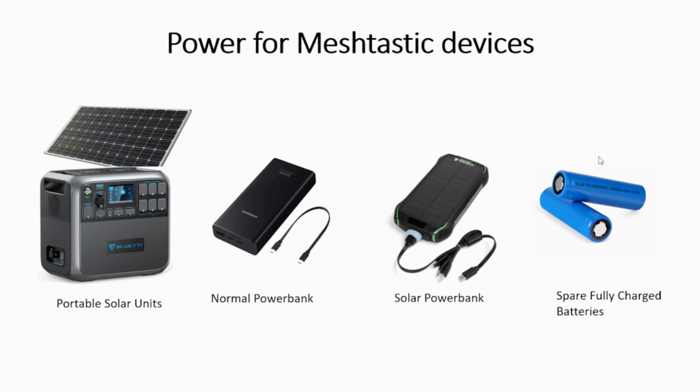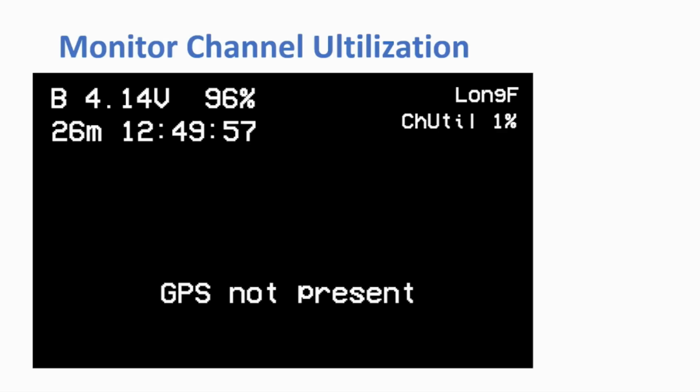For some of you, your Meshtastic device may be running on 18650 batteries. If you have a couple of boxes of spare fully charged batteries, it will help you also. But if your family doesn't have a lot of budget, I think it's okay to just fall back on the solar power bank. They are usually more affordable. You can get one for 15 to 20 plus USD depending on brand and functions.